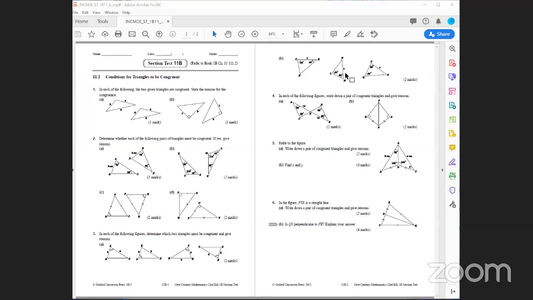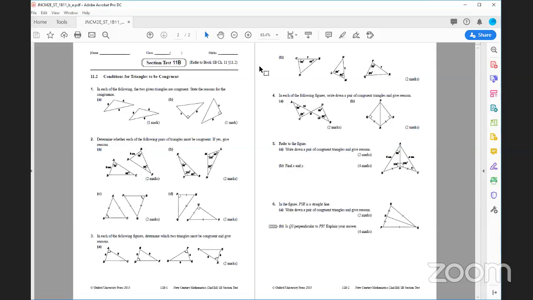Number 3, I think for number 3, it states quite clearly. The two triangles must be congruent, because for some cases we cannot confirm whether they are congruent or not. Sometimes they can be, sometimes they cannot. So for number 3A, you look at the triangles. Different information is given amongst these 4 triangles. Which 2 are you very sure must be congruent? Then you just write down those 2.